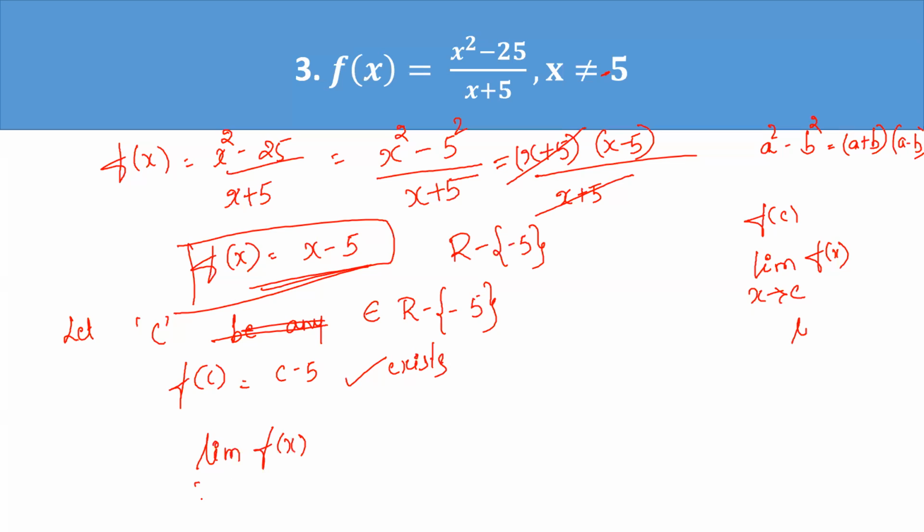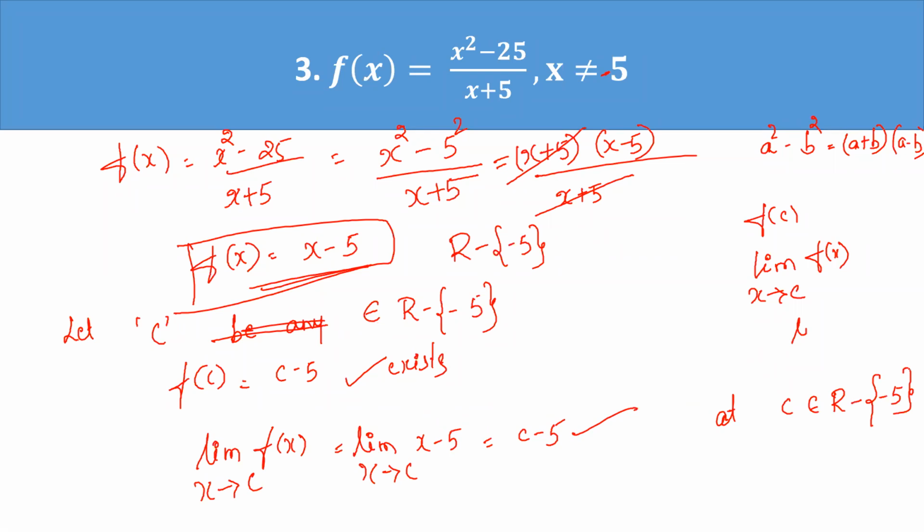Limit of f of x as x tends to C is equal to limit of x minus 5 as x tends to C. Clearly this exists because this is a polynomial function, so it is C minus 5, and both are equal. Therefore the function is continuous at x equal to C, where C can be any real number except -5. So the given function is continuous everywhere, but it is not continuous at x equal to -5. Hope this is clear, students.